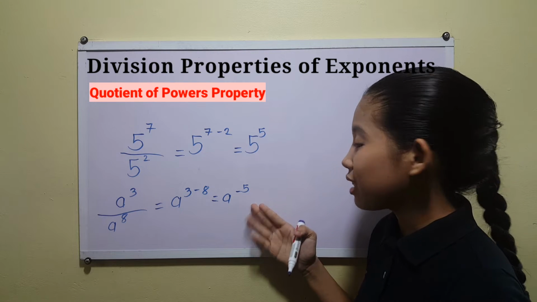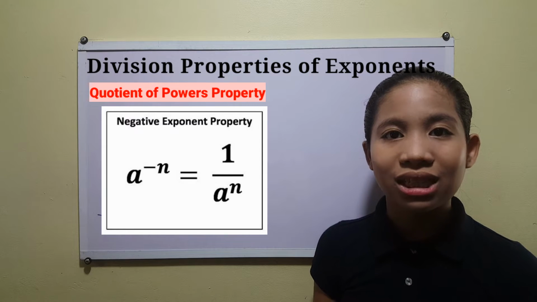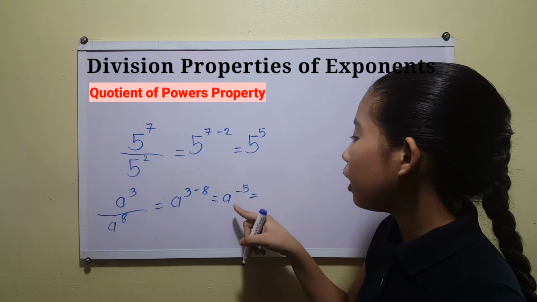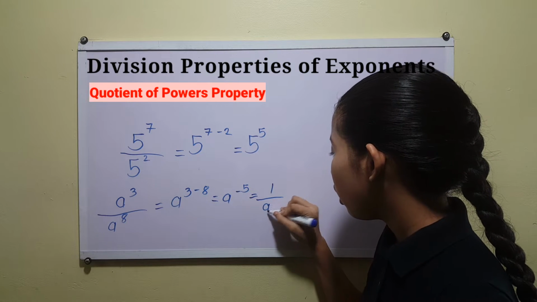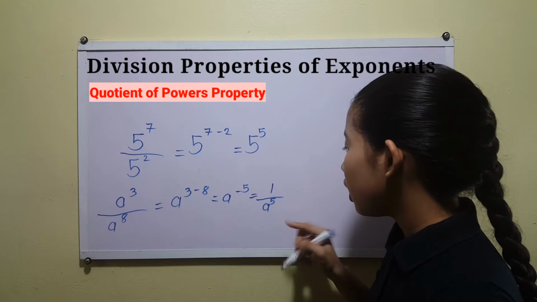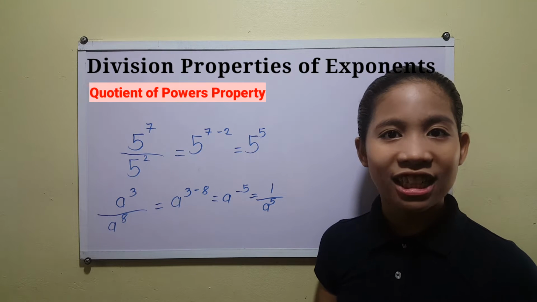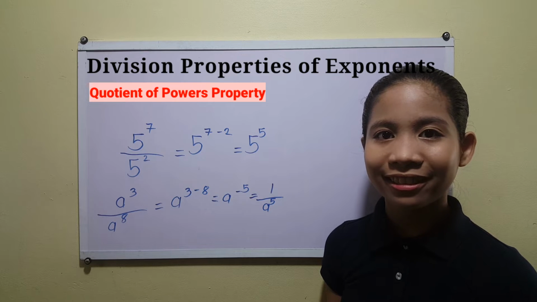And from our past lesson, we learned that when we have negative exponents, it is not in its simplest form. So let us simplify. The reciprocal of a is 1 over a. Then write the positive exponent, 5. Our answer is 1 over a to the power of 5. Let us expand and learn more about this through our examples.